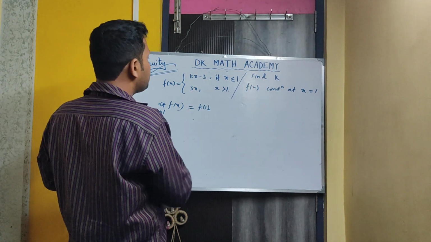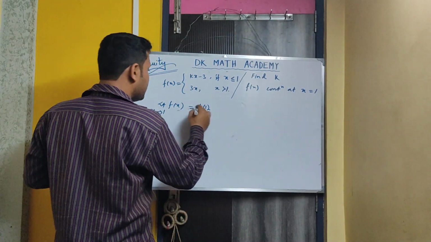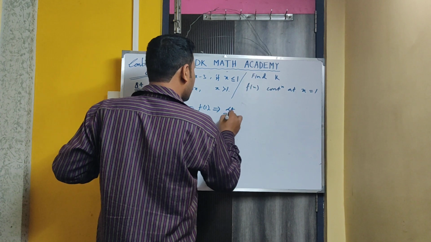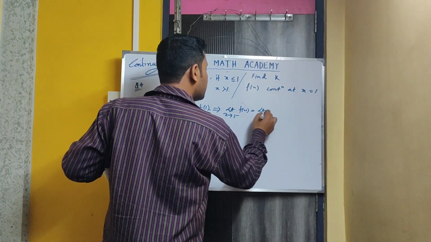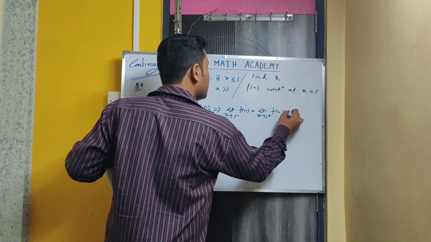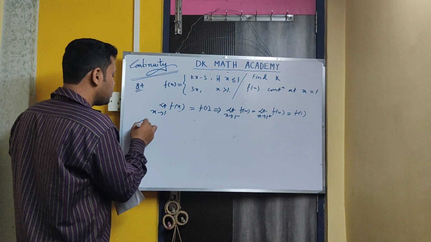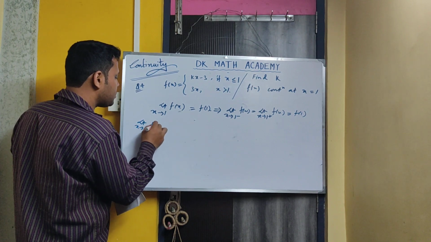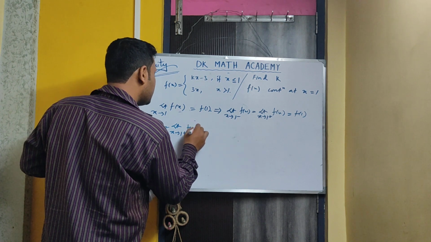f of 1 means, that means from here we can write limit x tends to 1 minus f(x) equals limit x tends to 1 plus f(x), and this is f of 1. Now limit x tends to 1 minus f(x) equals limit x tends to 1 plus f(x).